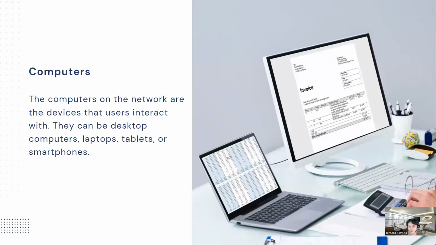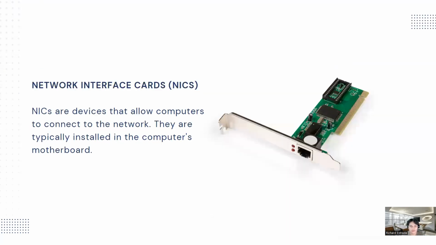First, we have computers. The computers on the network are the devices that users interact with. They can be desktop computers, laptops, tablets, or smartphones.